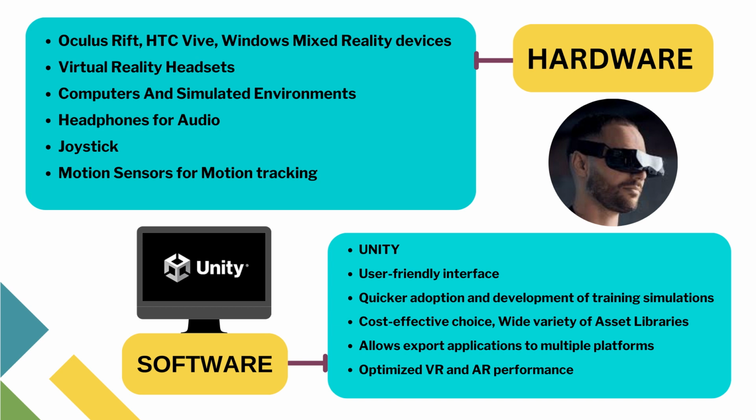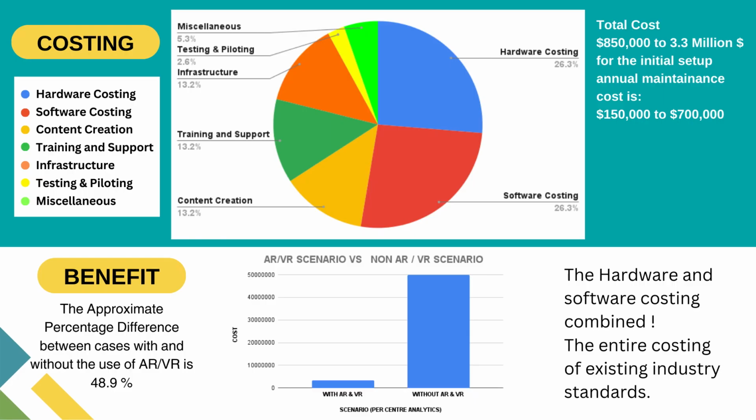Together, this harmonious blend of hardware and software empowers our system to redefine military training as we know it. Now, coming to the costing and benefit part. Costing. As you can see, there are different costing components in this: hardware costing, software costing, content creation, training and support, infrastructure, testing and piloting, and miscellaneous.